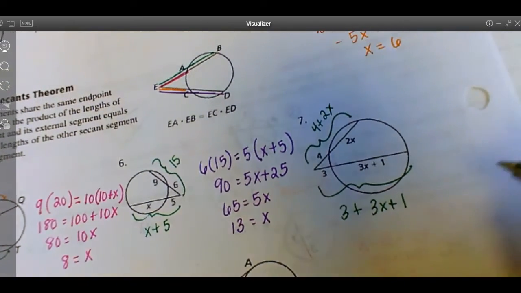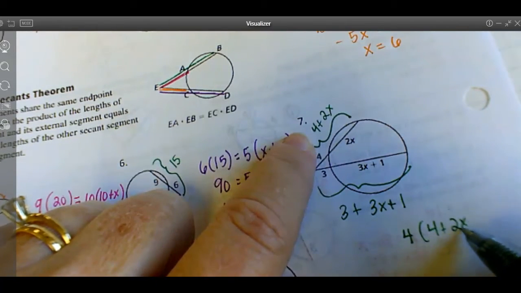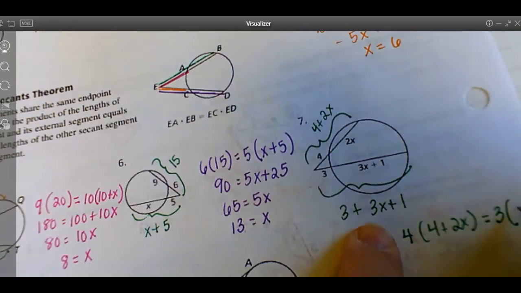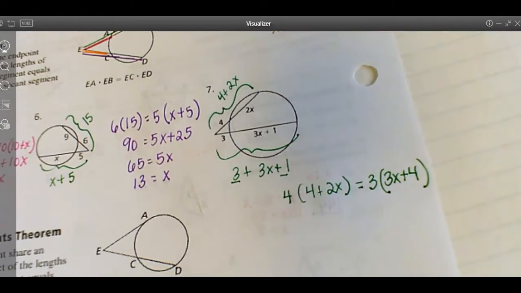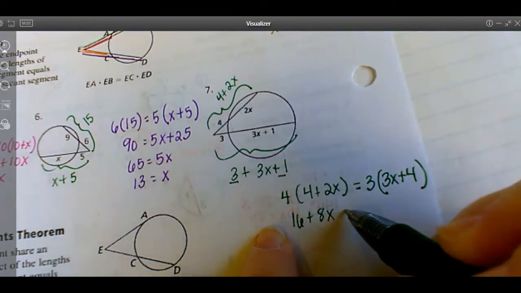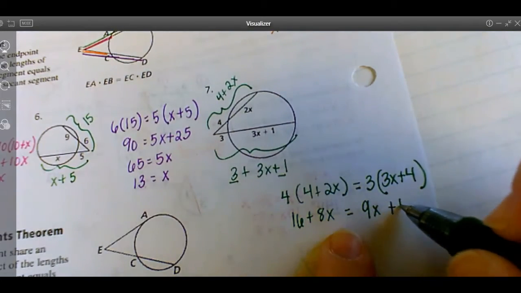Okay. So then when I set it up, I'm going to take the part outside, multiply by the whole side, the part outside, multiply by the whole side. I'm going to go ahead and add that together when I write it down, just to make it a little bit less things to have to write. Now I'm going to do distributive property on both. So 4 times both things, so 16 plus 8x. 3 times both things, 9x plus 12.